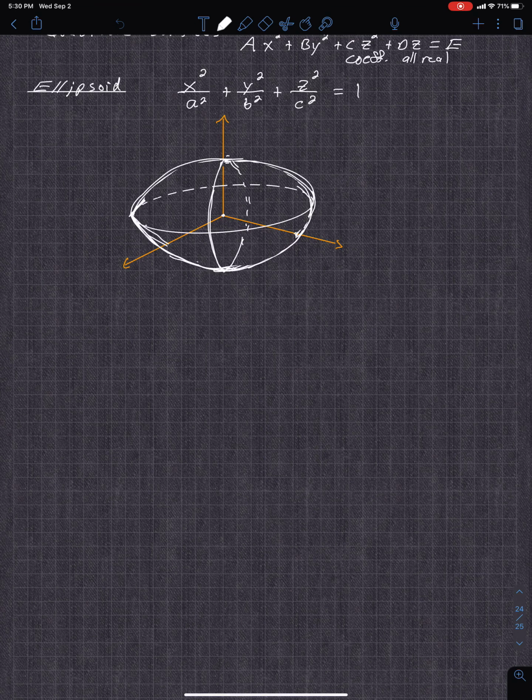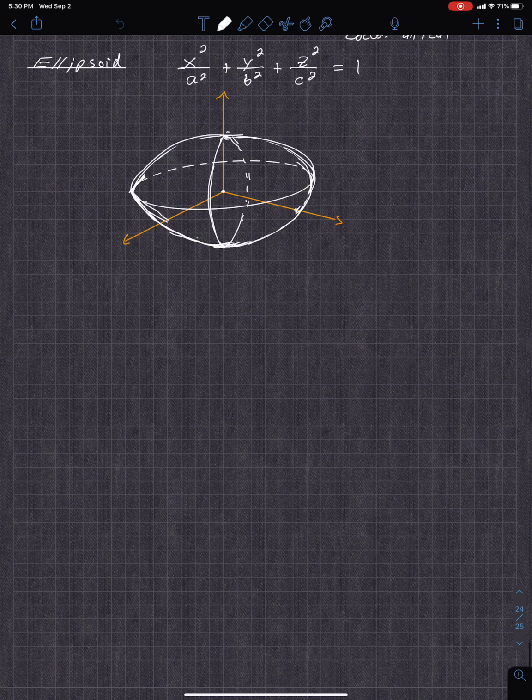All right, so next, I'll leave it there. Let's do, oh, and then almost forgot. If A, B, and C are the same, what do you have? Well, just like a circle, you'd have a sphere. So it would be a sphere, right? And spheres are a little easier to draw.